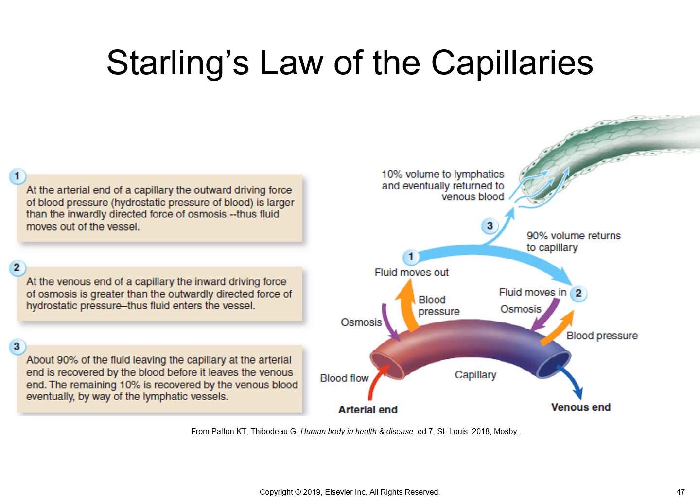All right, on the venous end, as the blood moves towards the venous end of the capillary, the hydrostatic pressure drops.